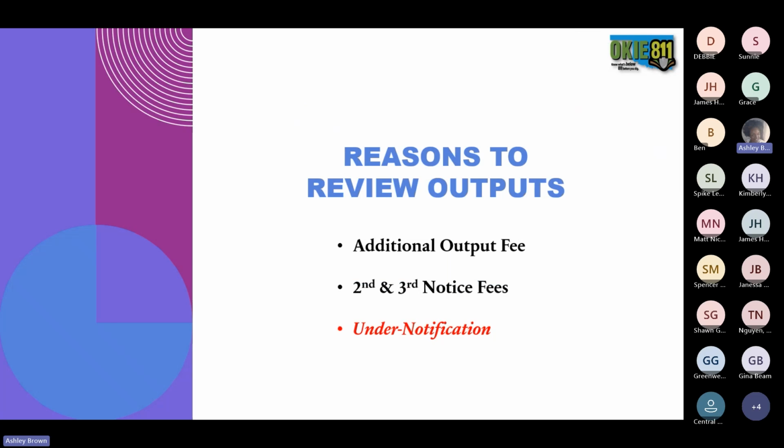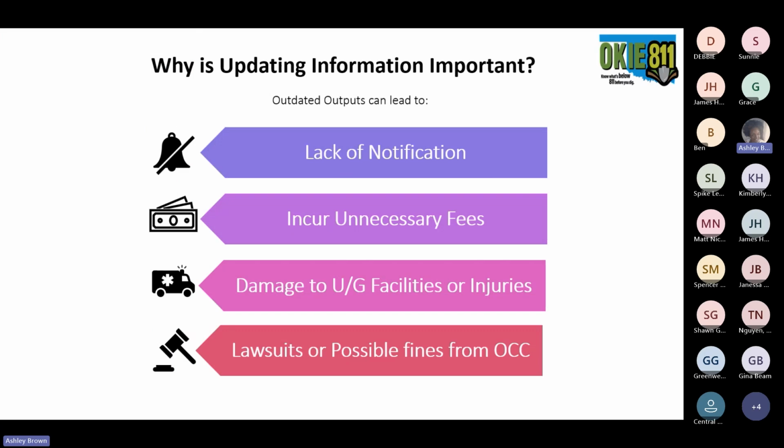The third reason to be sure that your company is keeping outputs up to date is the risk of under notification. So, in addition to the second and third notice fees, having outdated output information can lead to a lack of notification. So, the proper personnel are not being notified of the transmissions, which means that lines are not being marked, which can lead to damage to the underground facilities, loss of utility services, or injury to the excavators and the public. And your organization could also face fees from the Oklahoma Corporation Commission or different types of lawsuits. So make sure that you're keeping that output information up to date.